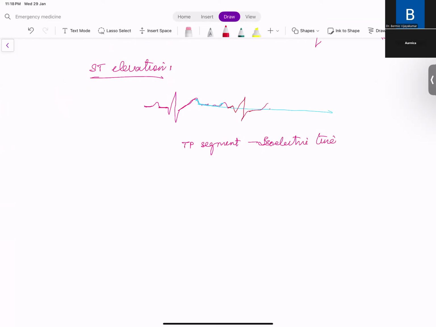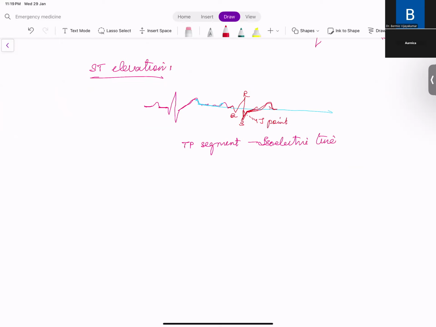I am slow in this part because it is a very important concept. Okay, so it comes like this. So you can see very well here the point where S wave ends. So this is Q wave, R wave, S wave. The point where S wave ends and becomes the ST segment, this point is called the J point.